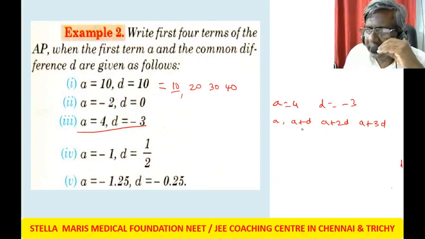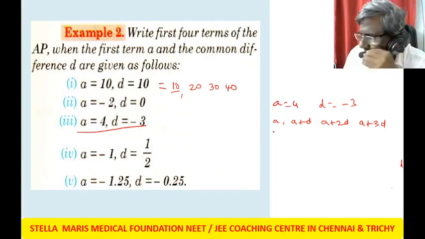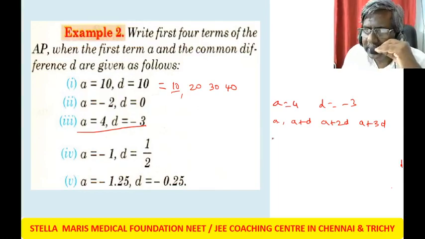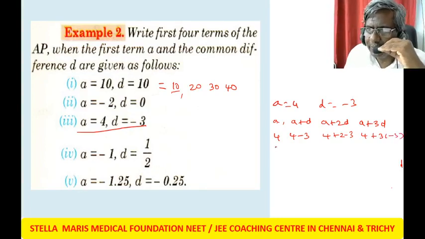Okay, anyway, A plus D. A is 4. Very good, thank you, Shivakumar. A is 4. A plus D means 4 minus 3. Then A plus 2D means 4 plus 2 into minus 3. Then 4 plus 3 into minus 3.